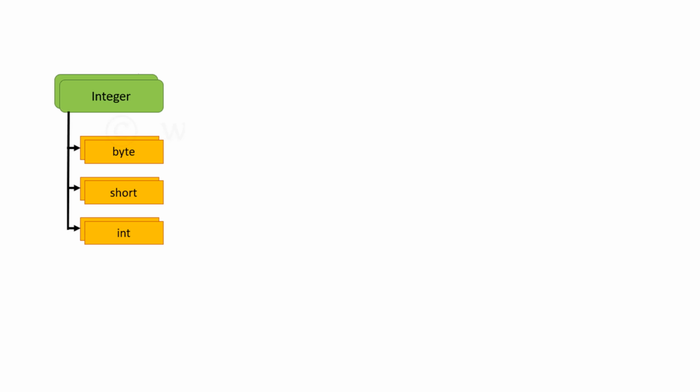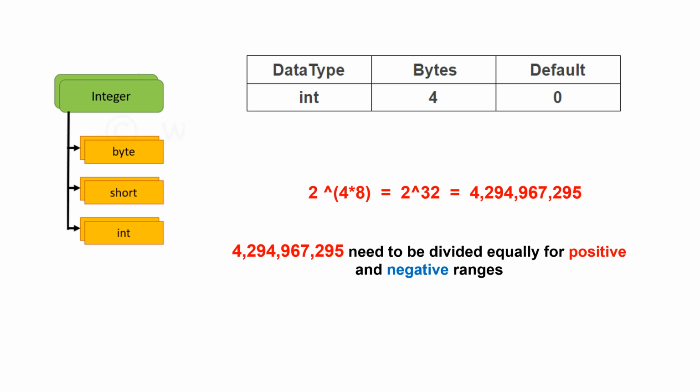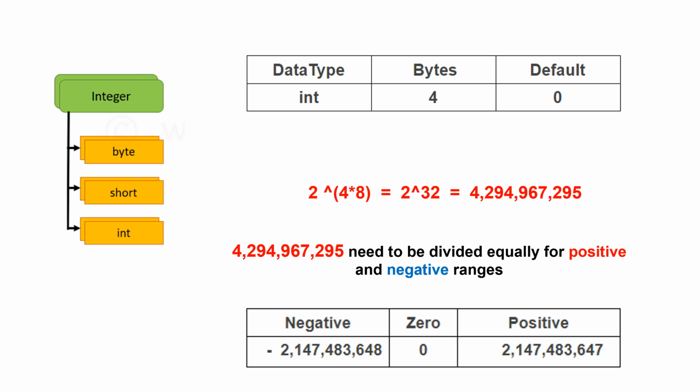The next data type is int. Int can hold around 4 bytes of data. For data ranges, we can hold about 2 to the power 32, which is 4,294 million numbers. When I divide it equally for positive and negative ranges, we find around 2,147 million for negative ranges, and again 0. For the positive range, the remaining 2,147 million values. Int can hold up to 10 digits of data.